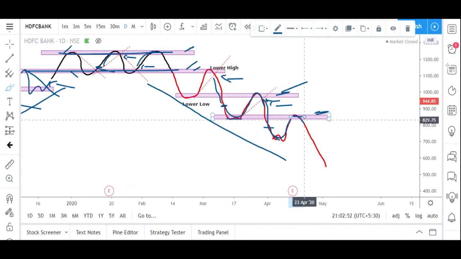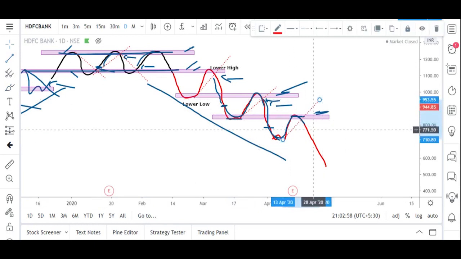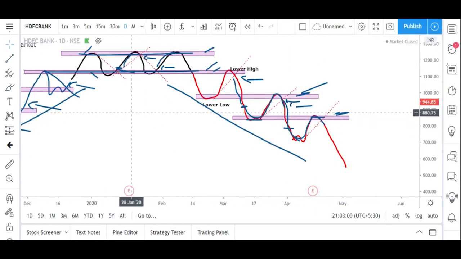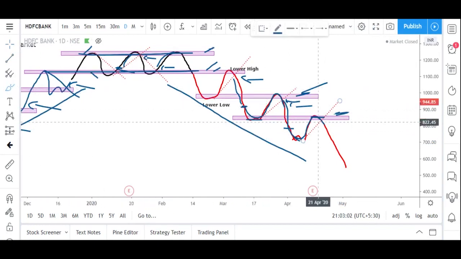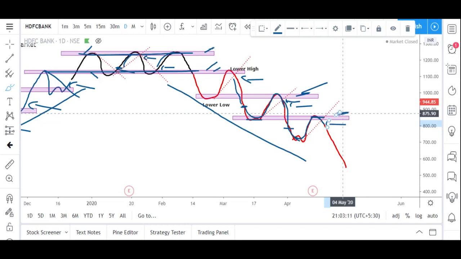Okay, so here you'll again draw a short-term trend line and you enter the trade here, guys. So I hope you understood this concept here. Now we will plot this on our practical charts and see the results, guys.